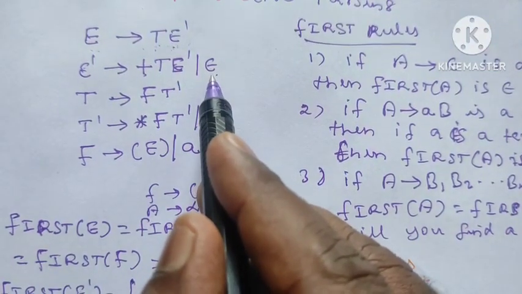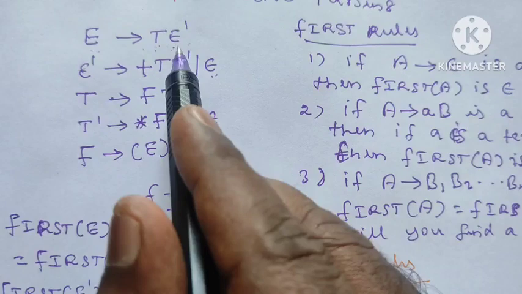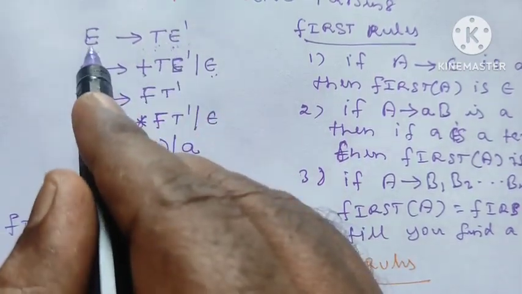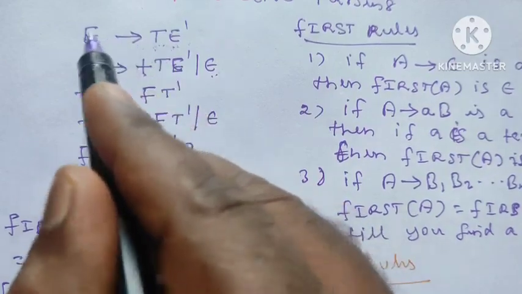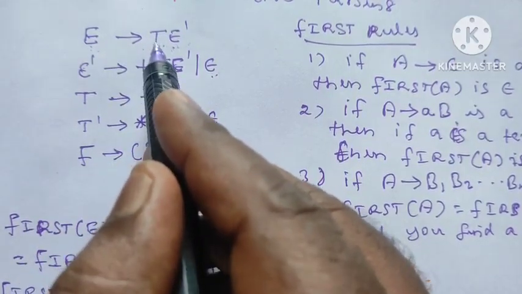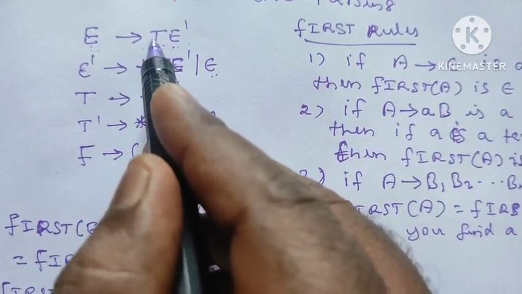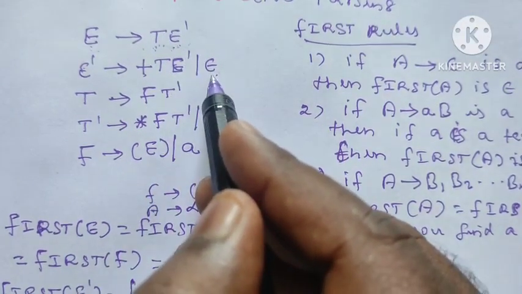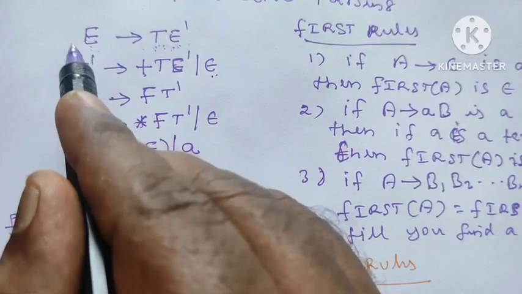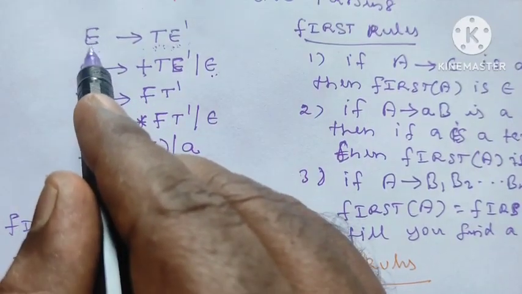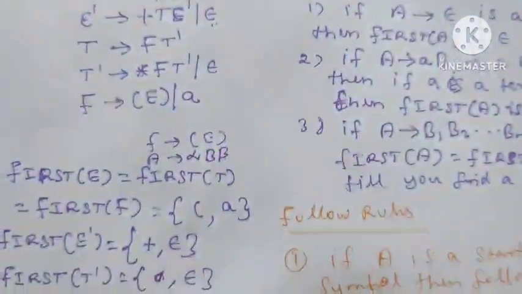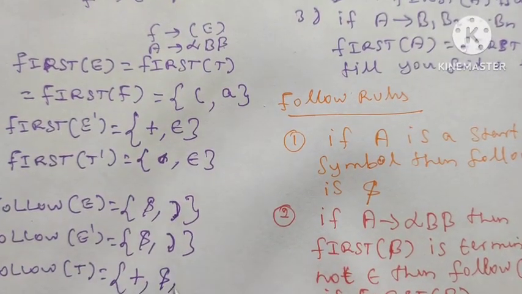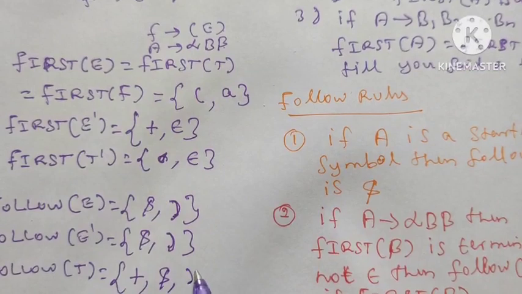When you get epsilon, that means if first of beta is epsilon, then follow for E is follow for T also. In this case, because B is actually T here, we are finding follow for T. So first of E dash will also give me epsilon. So you have to find the follow for E. Follow for E value should be follow for T. So follow for E value is dollar and close brackets.